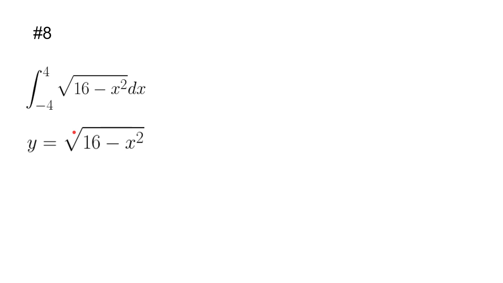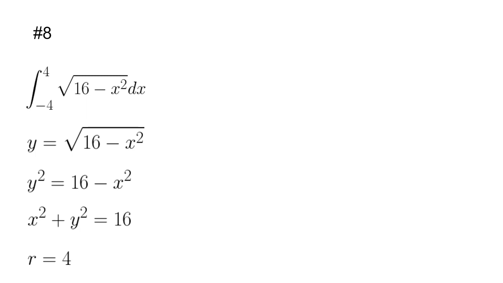We can go ahead and square both sides, and we get this equation right here. If we rearrange that, we'll get x squared plus y squared equals 16. And that is just the formula for a circle with the center at the origin. To find the radius of the circle, we take the square root of 16 and we get that r equals 4. So now we know that our graph is a circle with a center at the origin and a radius of 4.